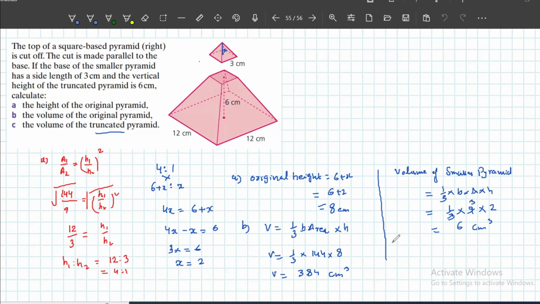And then lastly we can say that the volume of the truncated pyramid is equal to the total volume, which is 384, minus the volume of the smaller pyramid, which is 6. So it gives us 378. I hope you understand how to find the volume of a truncated pyramid. We move on to the next question.